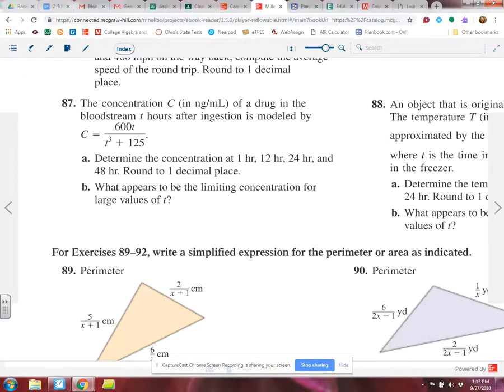Okay, so part A, this is really not too bad. They give you the equation, right? Everybody see it? This is concentration of a drug in the bloodstream T hours after ingestion. Determine the concentration at 1 hour, 12 hours, 24 hours, and 48 hours. Round to the nearest decimal place. So what are you going to do with those numbers? Plug them in. So let's split this up a little bit here.